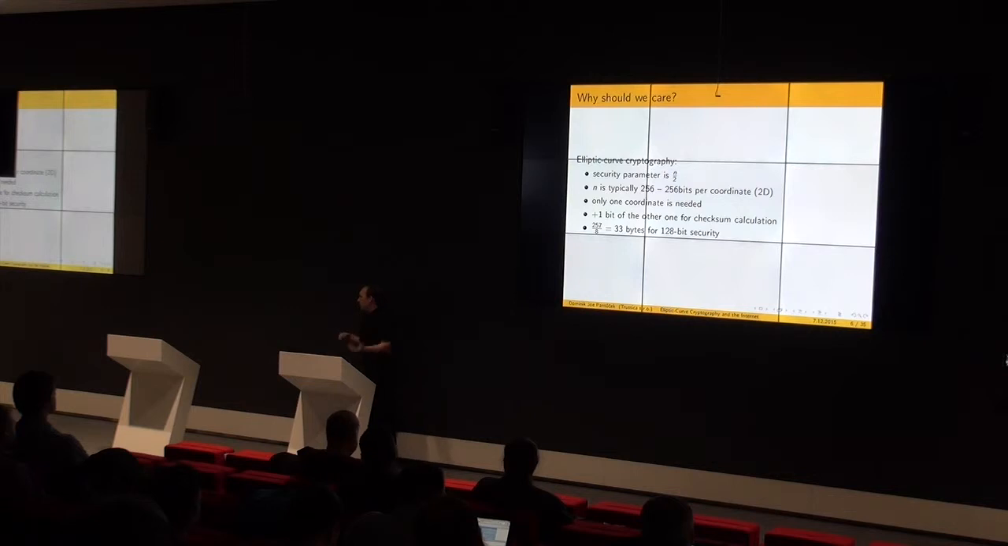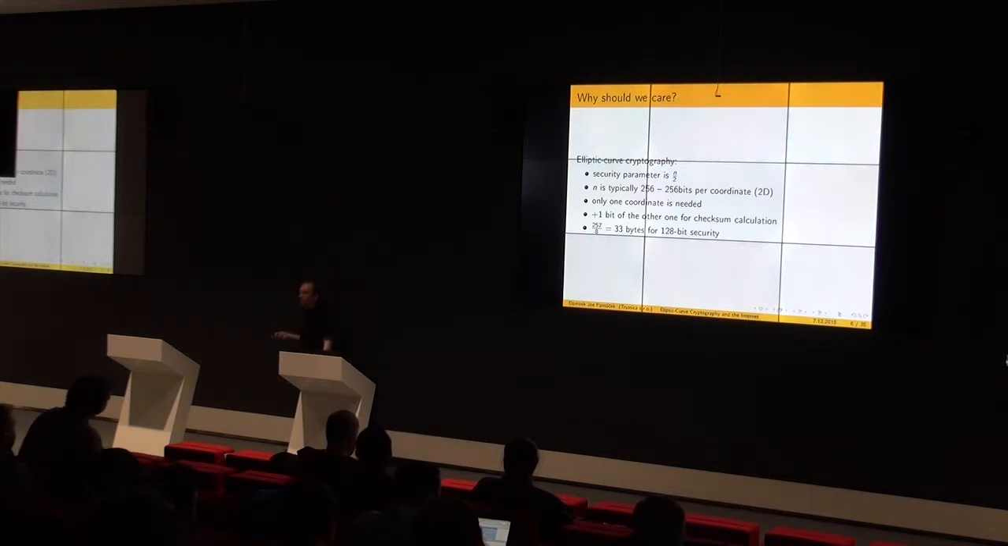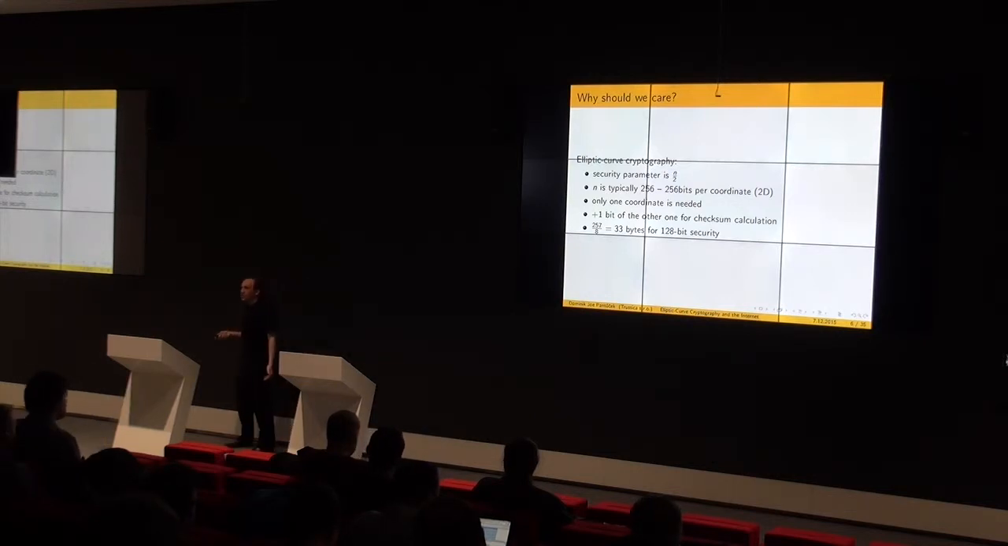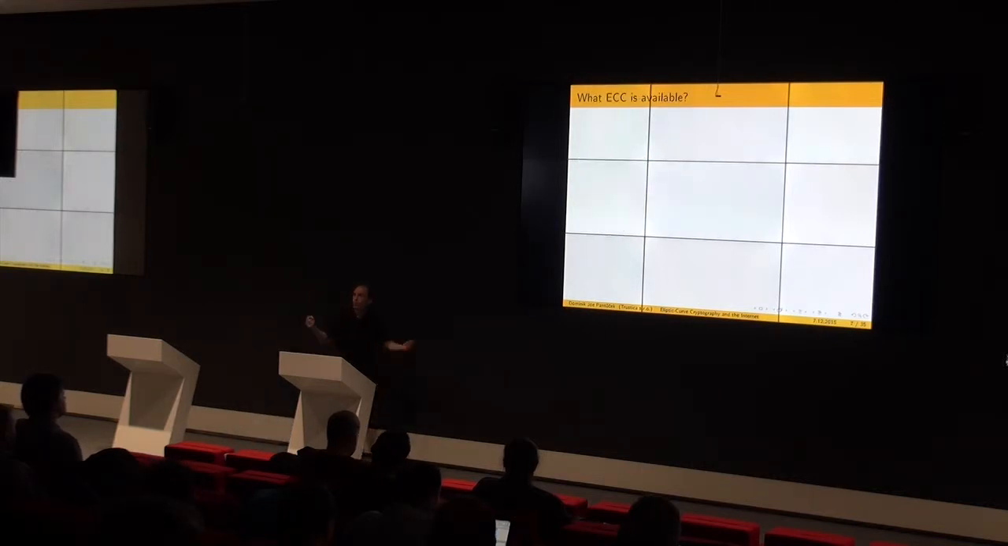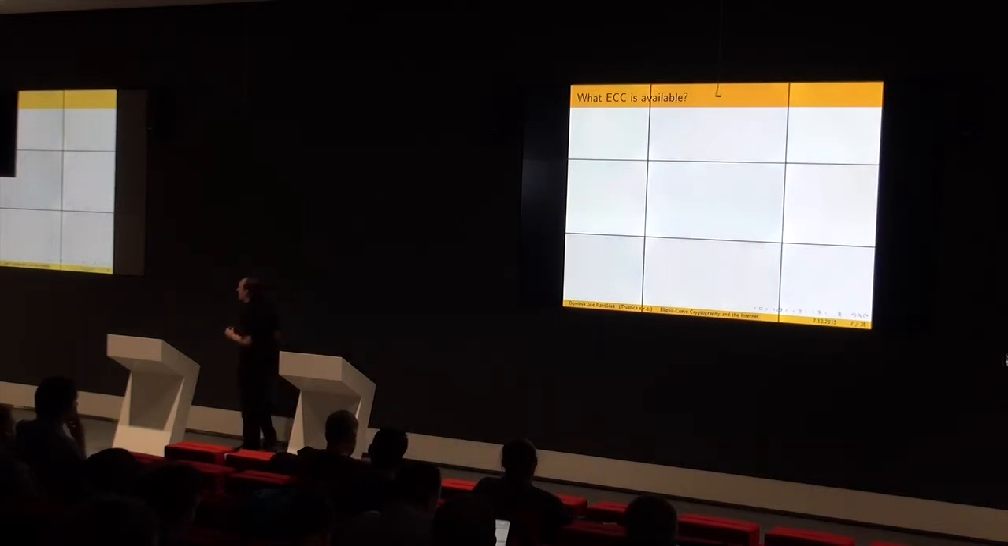So I think we can agree, or at least I can make you agree, that we should care about ECC. So what do we have available? First, we have to look at the curves that are available to us, and you can use any curve you can imagine. But I would stick to the advice Philip gave us. Do not try to invent your own. Just use the standardized ones. I think it's really for the best.